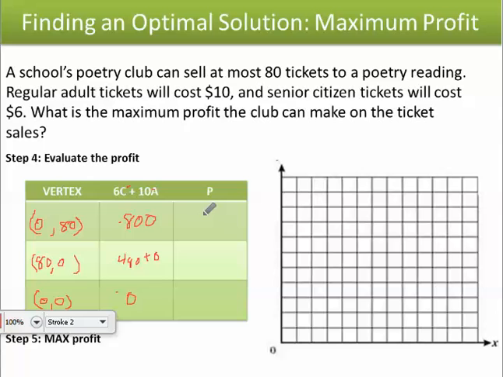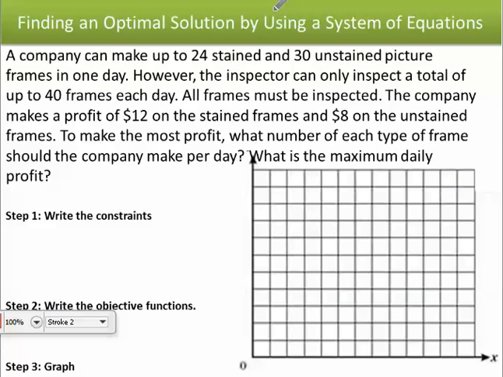And so my maximum profit is this 800 here, which says I'm selling 80 adult tickets. That's what it means. The maximum profit is $800. Okay? And that is if we sell 80 adult tickets. Cool? Let's look at another one real quickly.